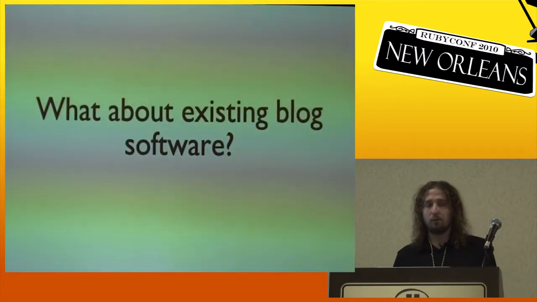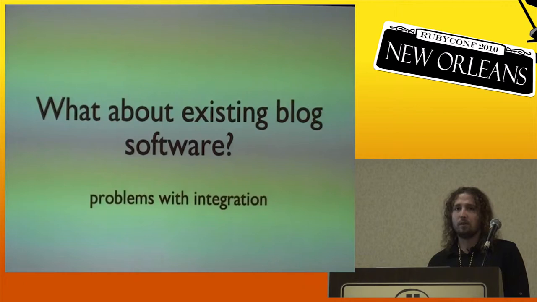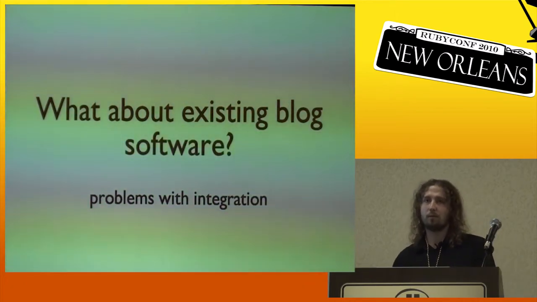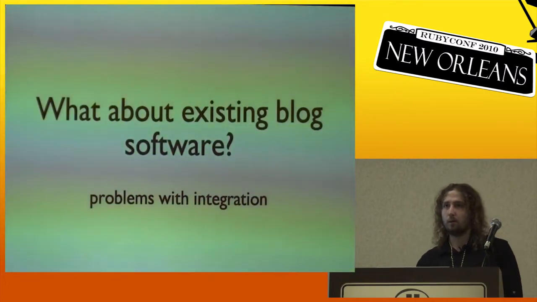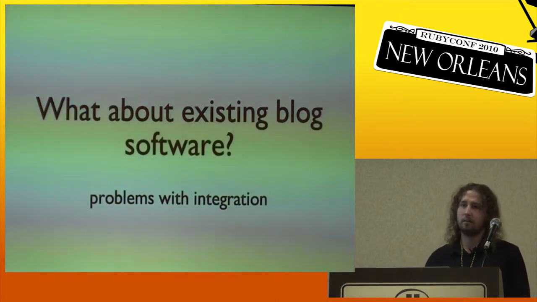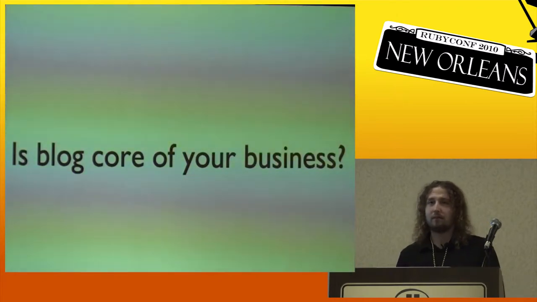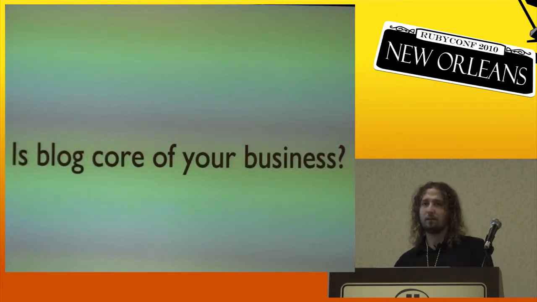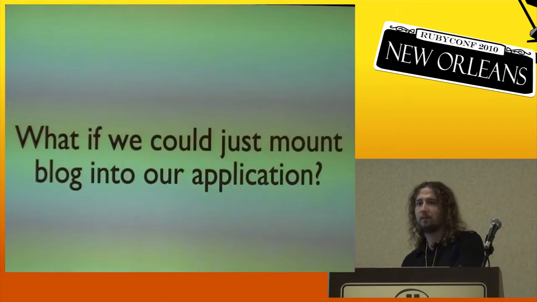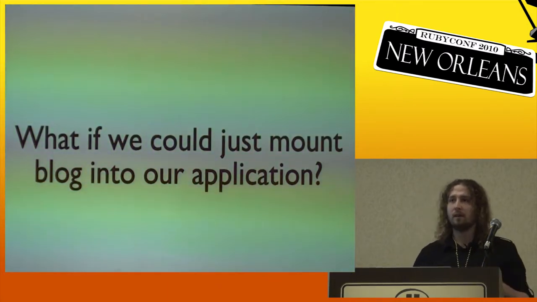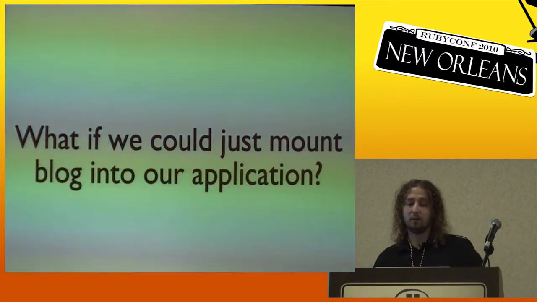And maybe you could use existing blog software like Mephisto or Typo or something like that. But if it needs to be integrated, you will run into problems because you will have to somehow synchronize the users table, for example, or use two databases or merge them. This will probably cause some problems. And you should ask yourself, is that blog the core of your business, or is it just an addition? Maybe you could just take a generic blog and mount it inside your application and not care if it has all the features that you want. Maybe you can just stick with some generic software.